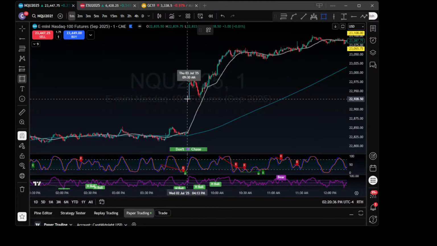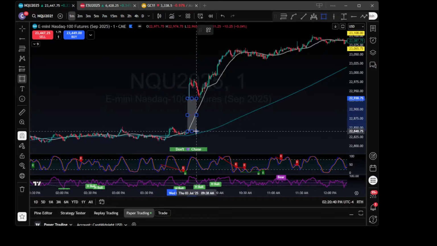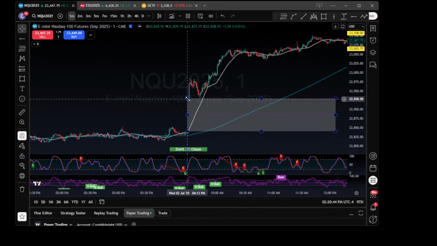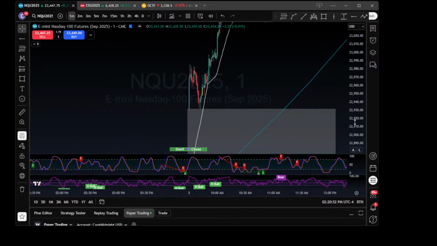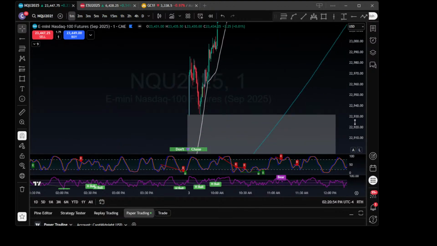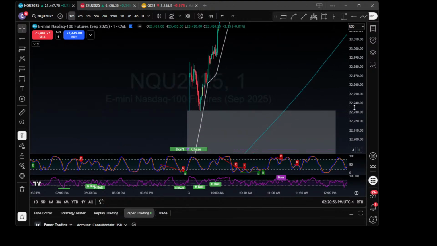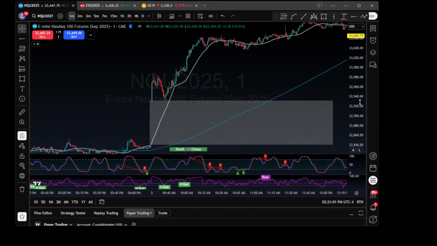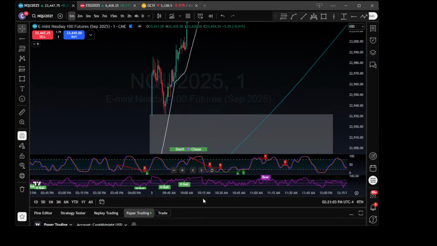Huge, huge gap that barely gets traded into. It doesn't get traded into, does it? Maybe a little. Maybe by a tick. Crazy. Okay, now we've got to find the first presented fair value gap. This one failed.